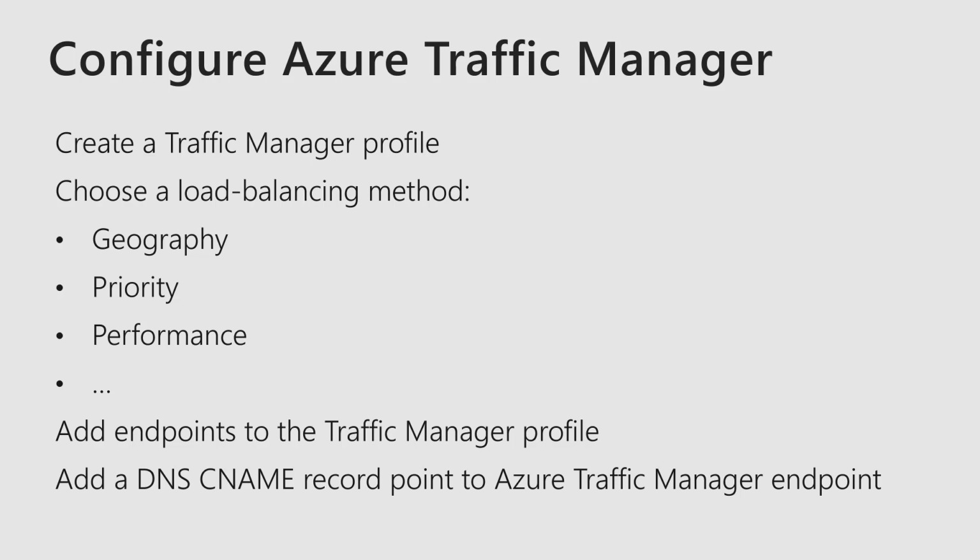Then I can also add a DNS CNAME record that will point to the traffic manager endpoint. The traffic manager, as you're going to see in the demo where I create one, is going to give you a specific endpoint. I don't want that. What I really want is something like myapp.com. So you can basically just do a CNAME record over there.